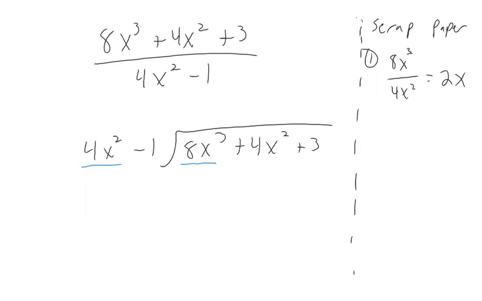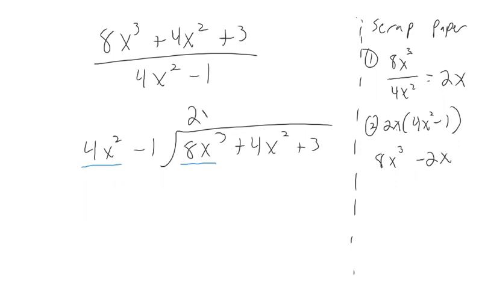Then step 2, I take my answer from step 1, and I multiply it by my denominator. And that gives me 8x cubed minus 2x, right? Because 2 times 4 is 8, x times x squared is x cubed, 2x times a negative 1 is just a negative 2x. Now, you take step 1 and you write it up here.